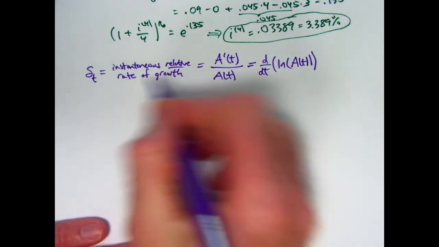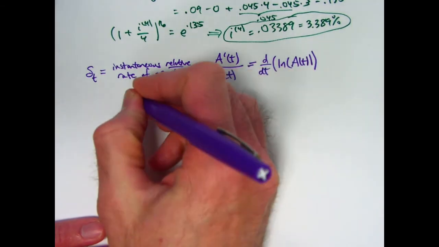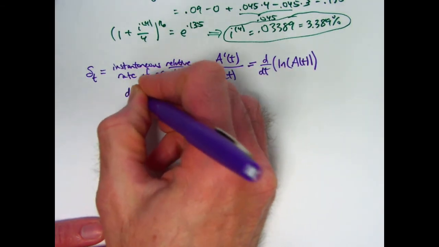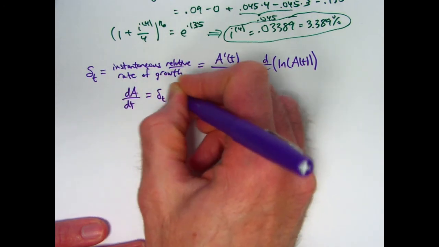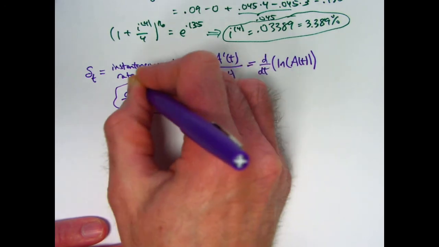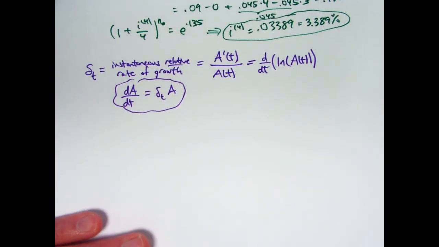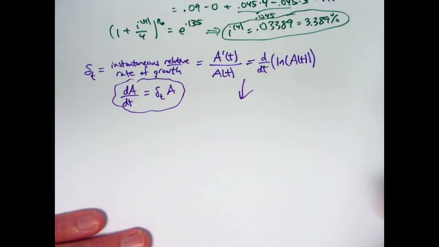By the way, before I go on, an alternative approach to trying to solve for A of t is to realize this is really a differential equation that you could write as dA/dt equals delta sub t times A. You could also think of it that way, and you could separate variables to solve for A of t as well. But I'm doing it this way.